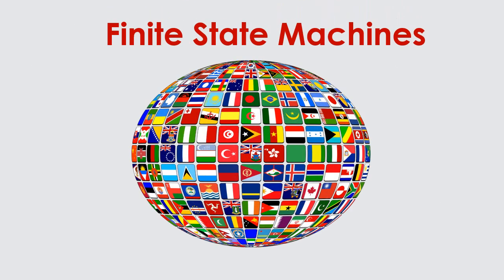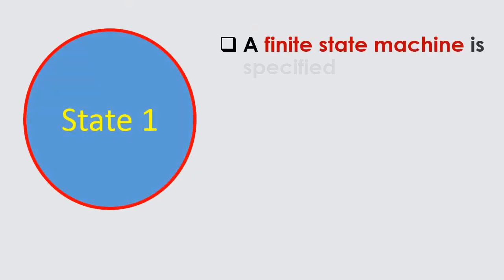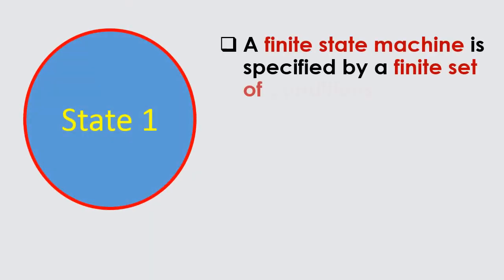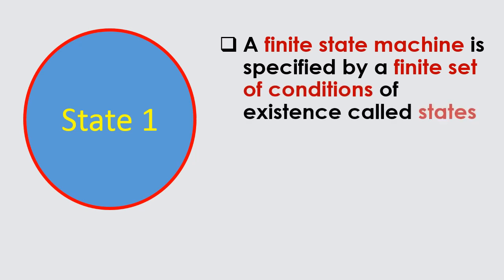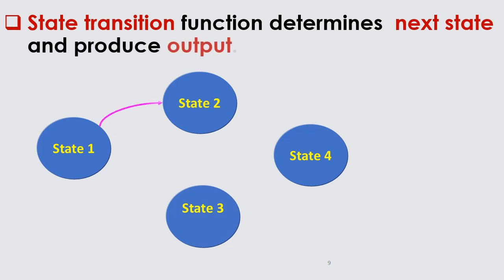Finite state machines. A finite state machine is a mathematical model. A finite state machine is specified by a finite set of conditions of existence called states. A state transition function determines the next state and produces output.